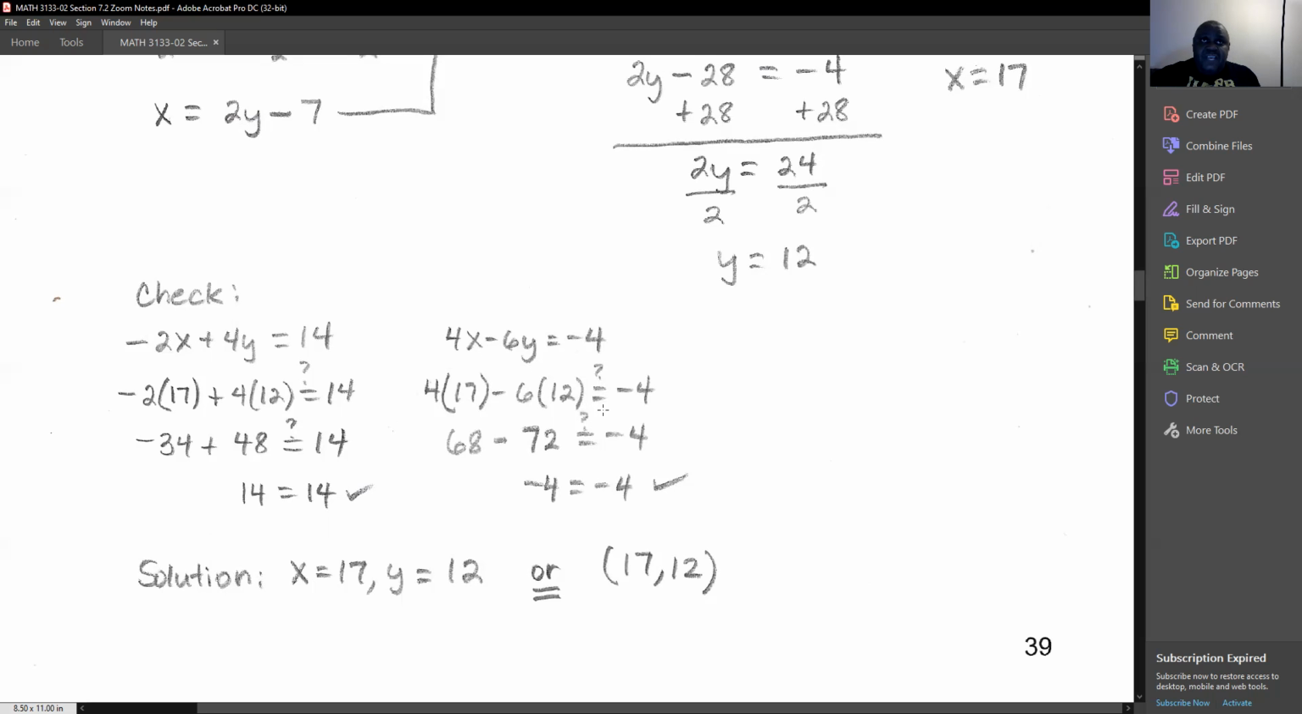So that's 6 times 12 equal negative 4. Multiply 4 times 17, that's 68. Minus 6 times 12, that's 72. That should equal negative 4. Let's do 68 minus 72. That does give us negative 4 as well. So this ordered pair does satisfy both equations. So we can say that the solution would be this: x equals 17, y is equal to 12. Or we can write this as an ordered pair: 17, comma 12.